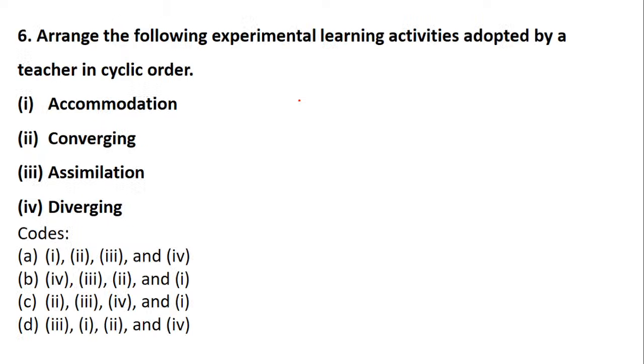Okay, fine. Now, question number 6. Arrange the following experimental learning activities. This is the topic. Experimental learning activities, you can even call it the experimental learning cycle, adopted by a teacher in cyclic order. So, this is the cycle. You have to tell the correct sequence of the cycle. The cycle includes accommodation, converging, assimilation, and diverging. So, which will be in correct form as experimental learning activity?